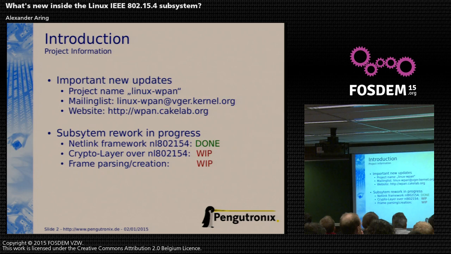Important new project updates. Last year I told you the name was Linux ZigBee, but we don't name the project ZigBee anymore. We are now Linux WPAN, and we have a new mailing list hosted on kernel.org and a new website, wpan.kernel.org. Currently, we have a subsystem rework in process because the current subsystem was not very nice to use. This contains a netlink framework, nl802154. I will talk more about that later. And we have a crypto layer, but we can't access it nicely. We have support for this, but we need to access it from user space, so we need to add more support for this.